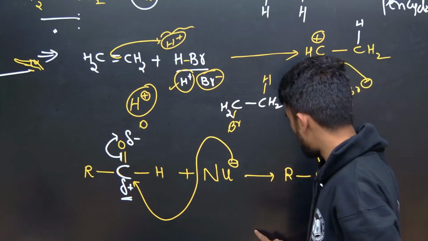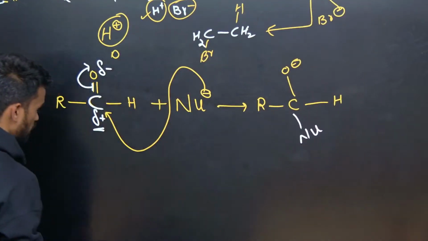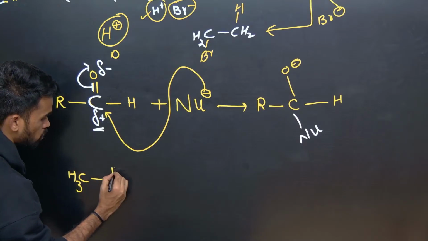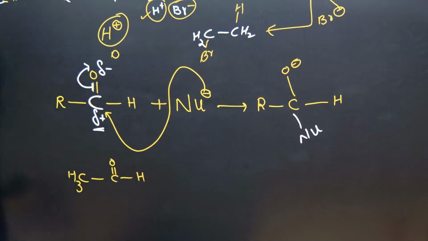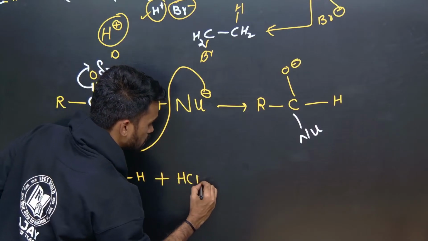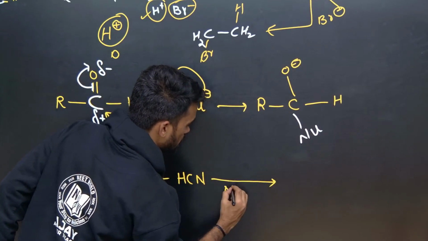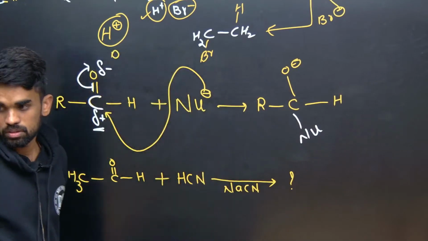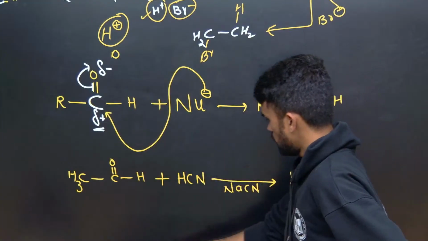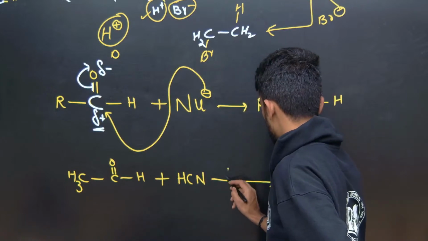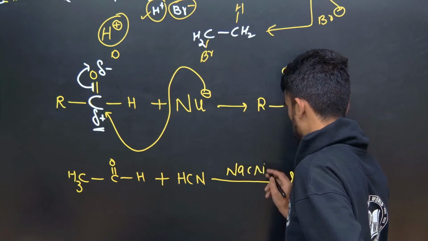Now tell me, to this I will be asking you one question now. Now I will be giving you CH3COH, acetaldehyde. What is the name of this compound? Acetaldehyde. To this I wanted you to add HCN in basic medium, like NaCN I have mentioned here. So what is the expected product here? NaCN you can add. Yes, tell me what is the product here?